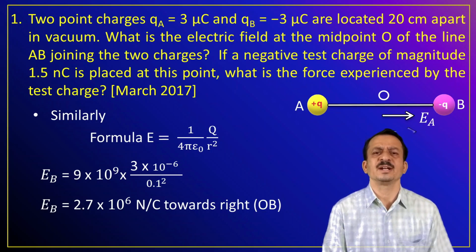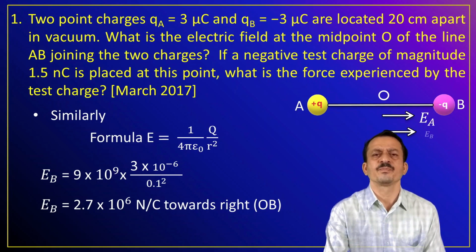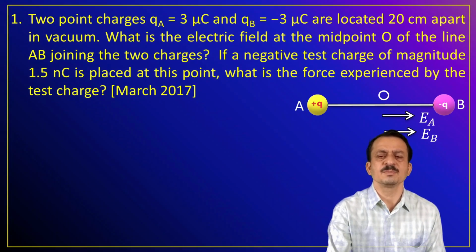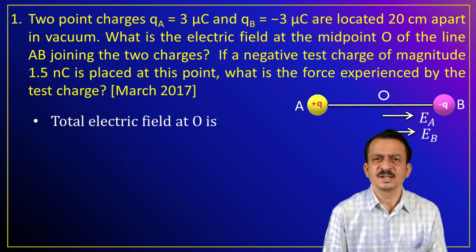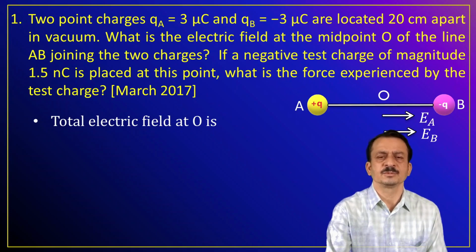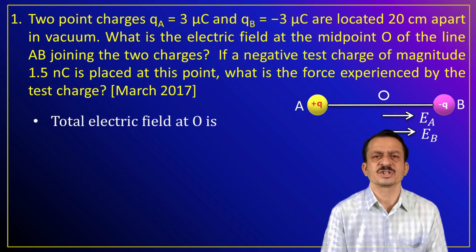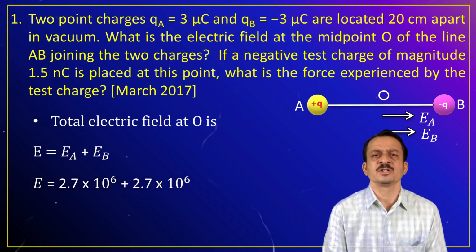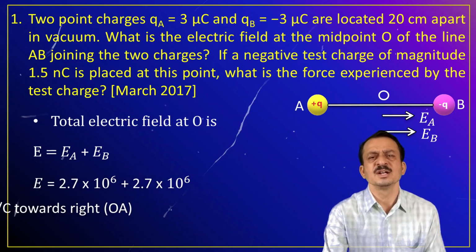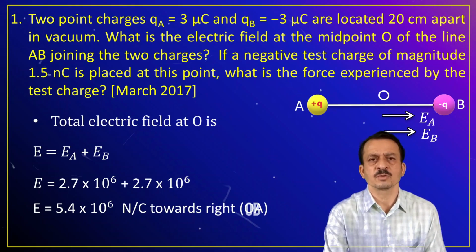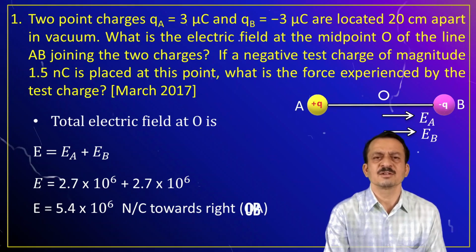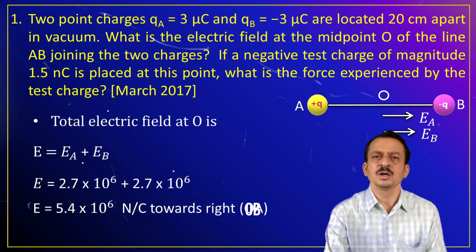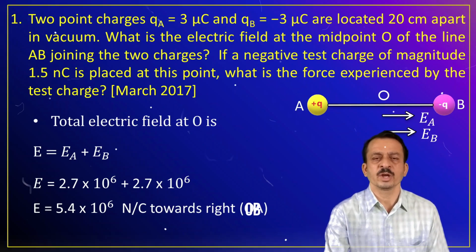Now we have to calculate the resultant. The direction is along OB. The resultant is obtained by using the principle of superposition, which says that the resultant field is the vector sum. Since the two electric fields are acting in the same direction, the resultant field is the sum of EA plus EB. That is 2.7 into 10 to the power of 6 plus 2.7 into 10 to the power of 6, which gives 5.4 into 10 to the power of 6 newton per coulomb. Once again, its direction is towards the right side, that is along OB. It is OB, not OA.